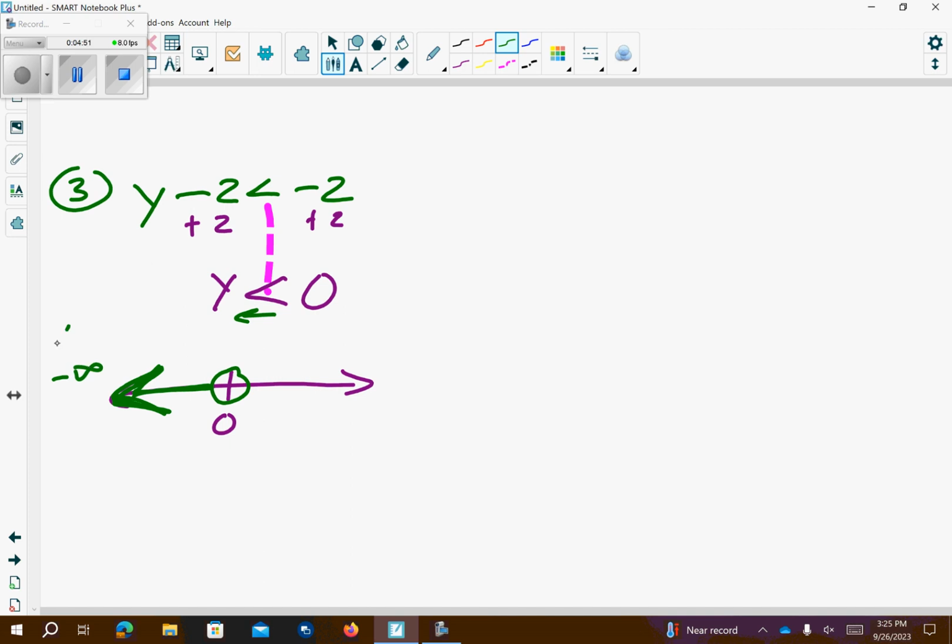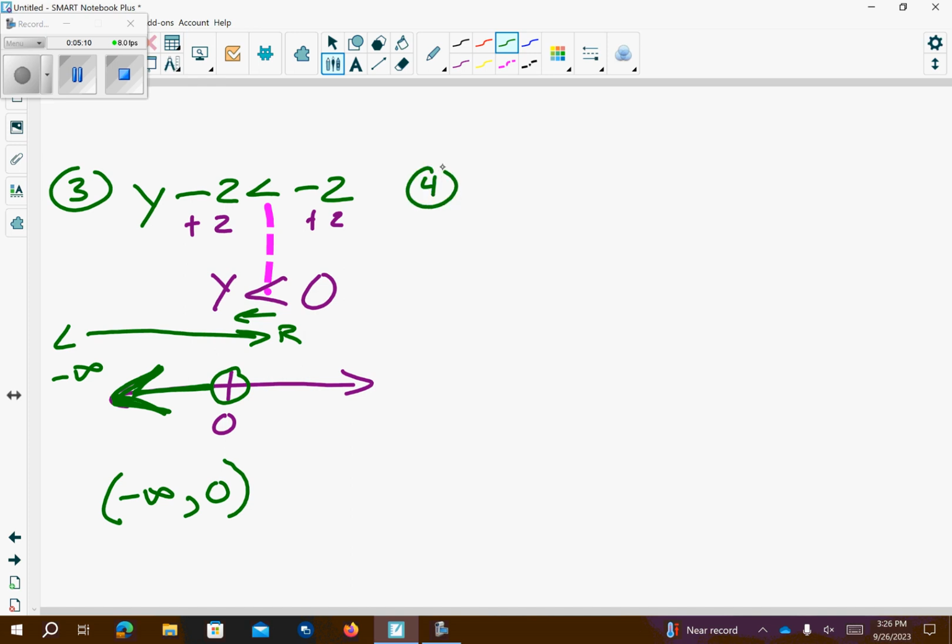Again, I'm going to read this from left to right. So I go from negative infinity, remember it's a parenthesis, comma, to 0. The 0 is an open dot, so it's still a parenthesis. If it was a closed dot, it would be a square bracket.